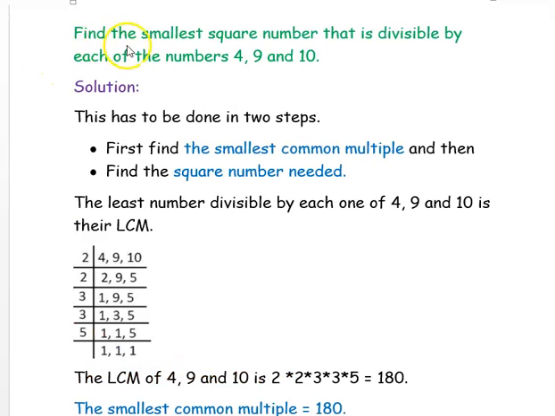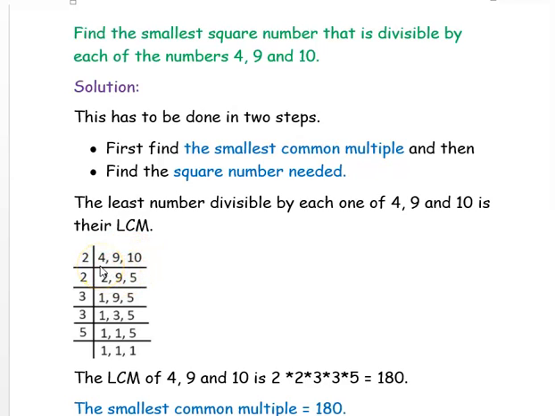The next question is, find the smallest square number that is divisible by each of the numbers 4, 9 and 10. So now this has to be done in 2 steps. The first step is to find the smallest common multiple, and then the second step is to find the square number needed. First we'll see how to find the smallest common multiple. So first we have to take the LCM of all the 3 numbers to find the lowest common multiple.